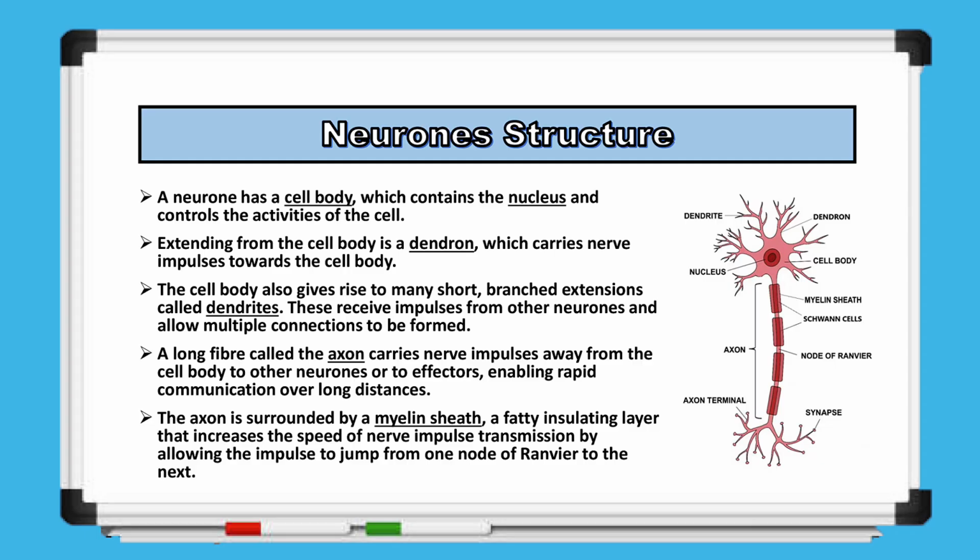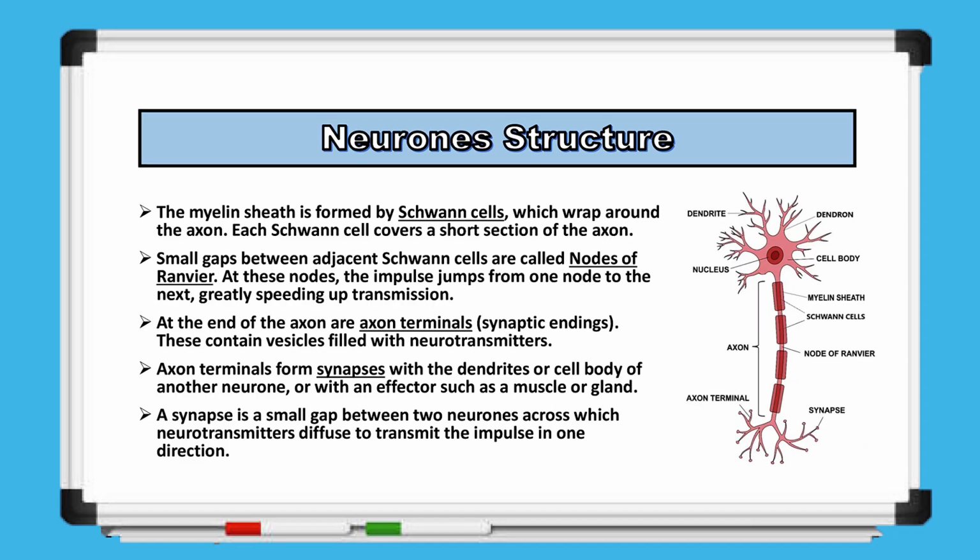Here you can see a diagram of a neuron structure with the main labeled parts including dendrite, dendron, cell body, nucleus, axon, myelin sheath, Schwann cells, node of Ranvier, axon terminal, and synapse. Also, the structure of a neuron includes several specialized parts that help it transmit nerve impulses efficiently.